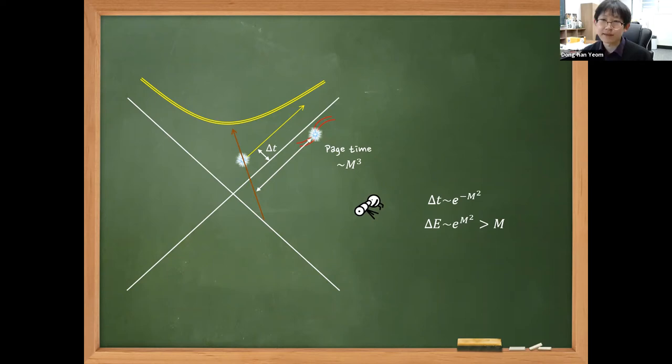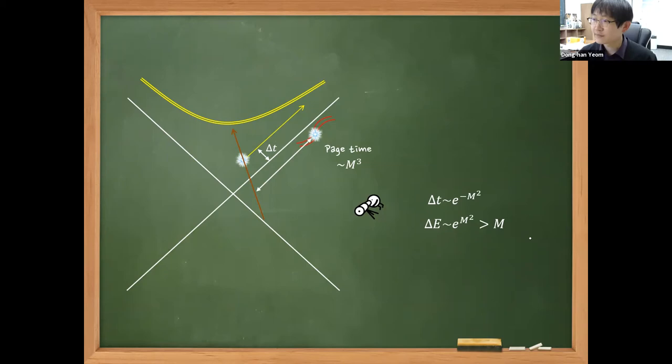This means that if one needs to send a bit of information, one needs to satisfy the uncertainty relation. If delta t is this short time, then delta E, the necessary energy to send a bit of information, is its inverse value, exponential plus M squared. In order to send the information within delta t, the necessary energy is exponential M squared, but the black hole energy itself is M. So the necessary energy to send the information for the duplication is extremely huge. Exponential M squared is much, much greater than the black hole energy, so it is impossible in terms of energy conservation. This is why such a thing is impossible.